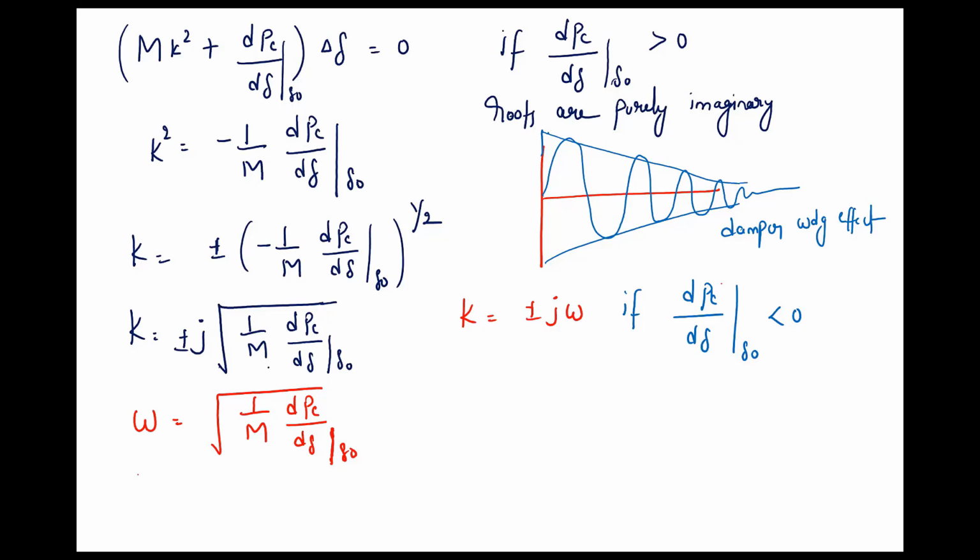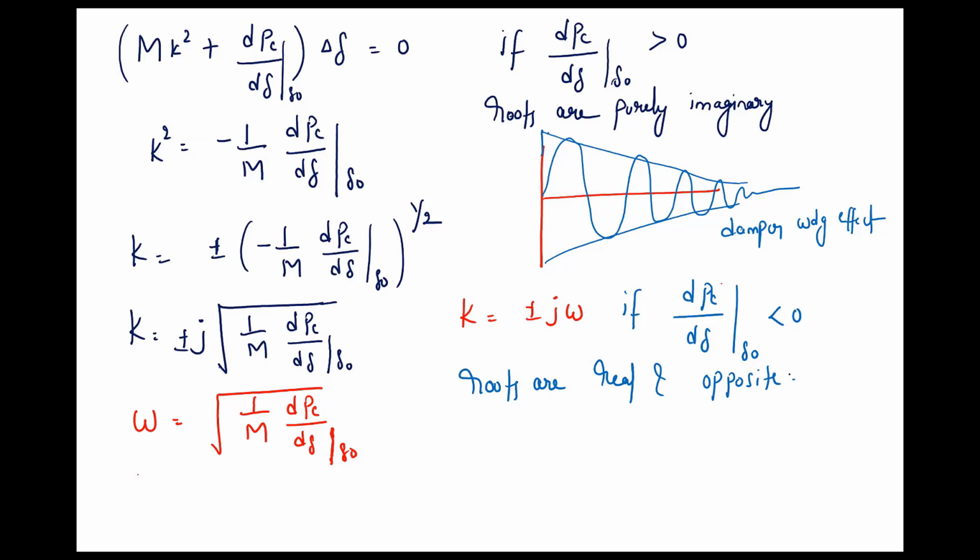Because j into j, what will it become? It will become either a plus or minus value. So your roots are real and opposite. One root is positive, one root is negative. That means one is in the LHP and the other is in the RHP. So in this case, what will happen? Your machine is unstable.